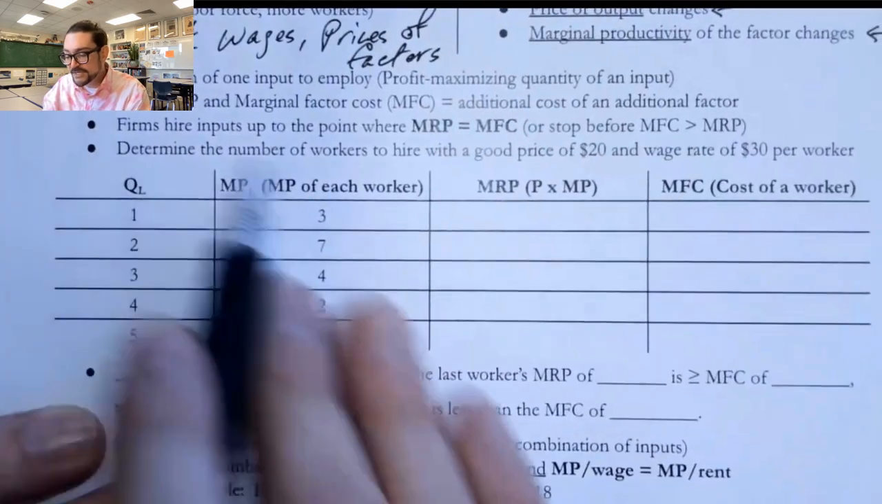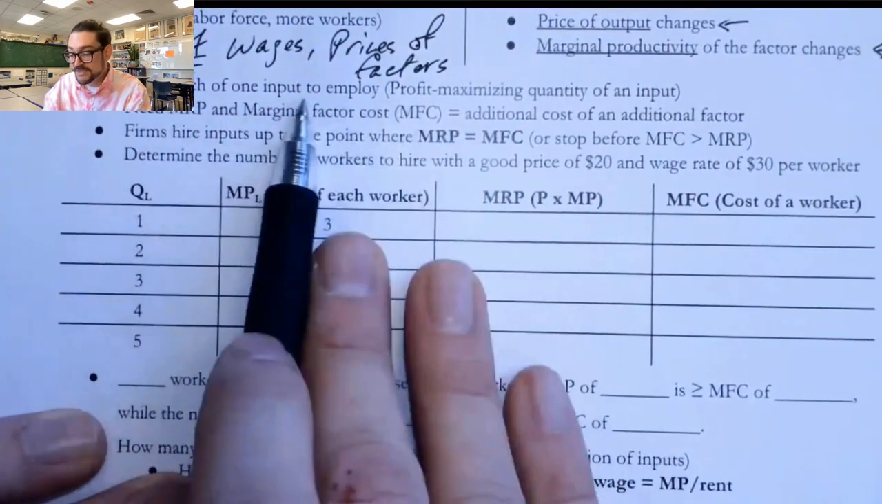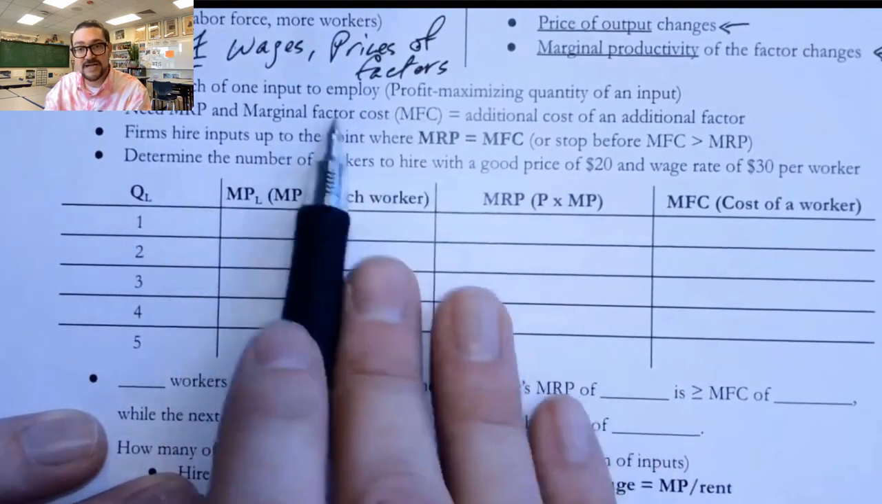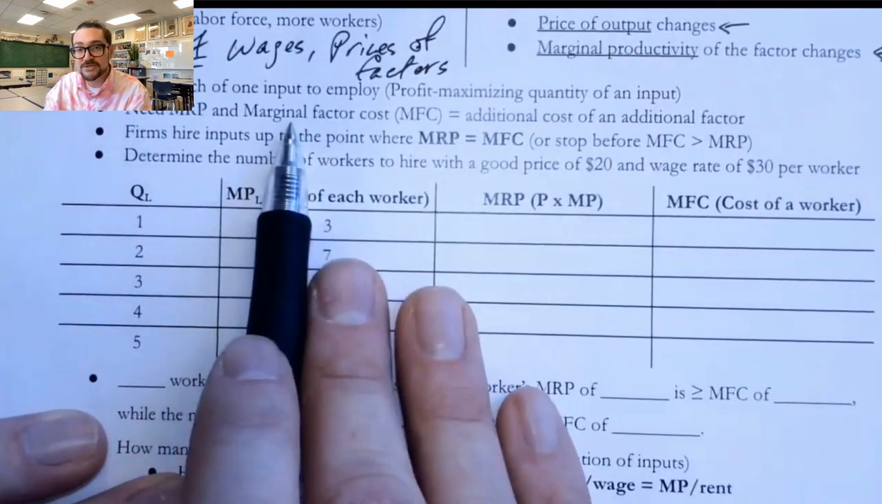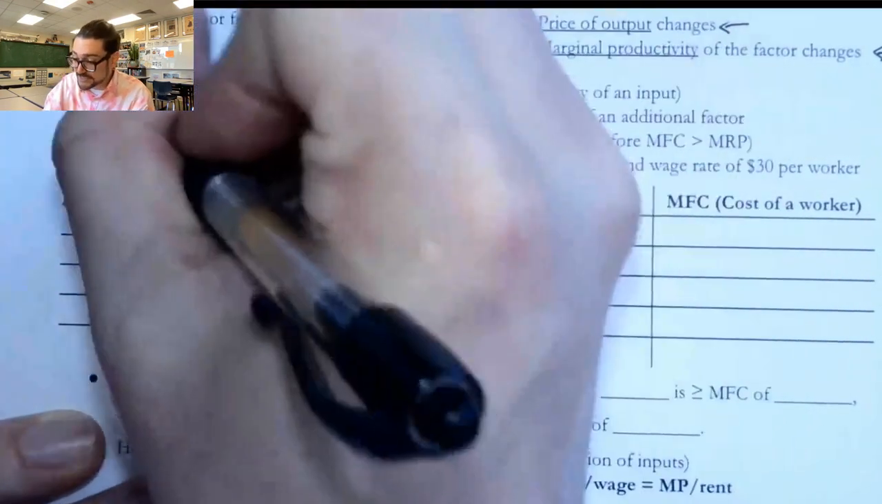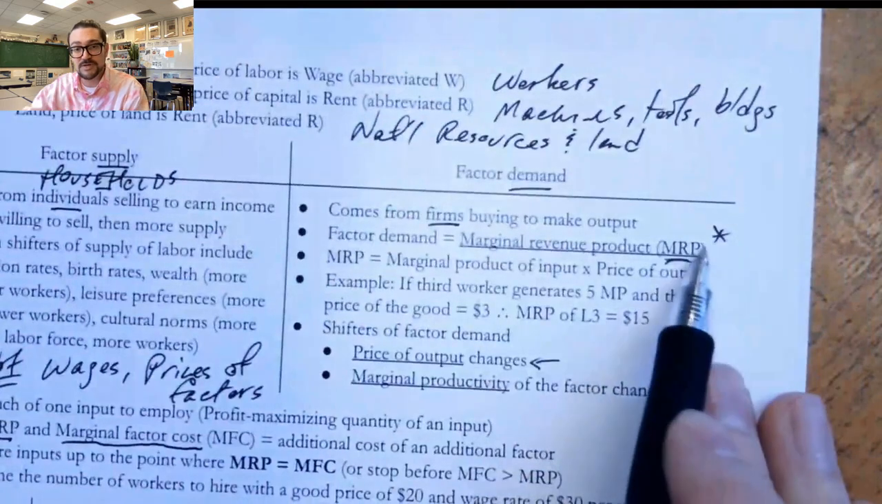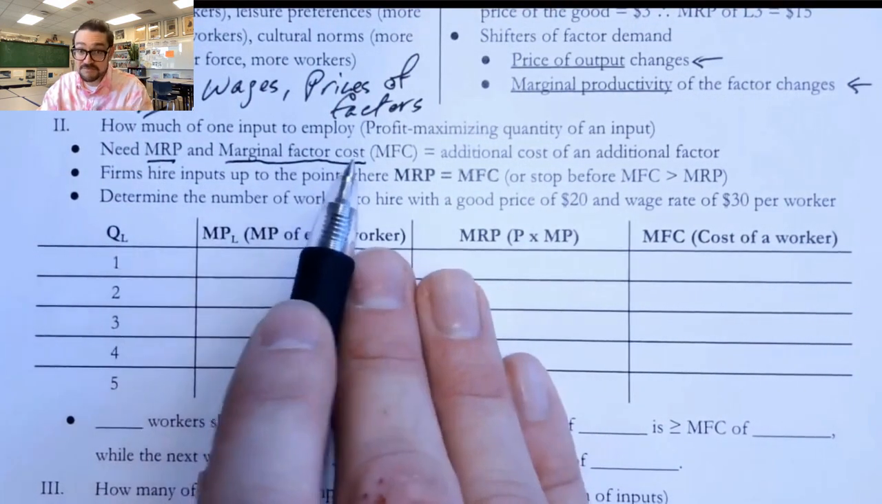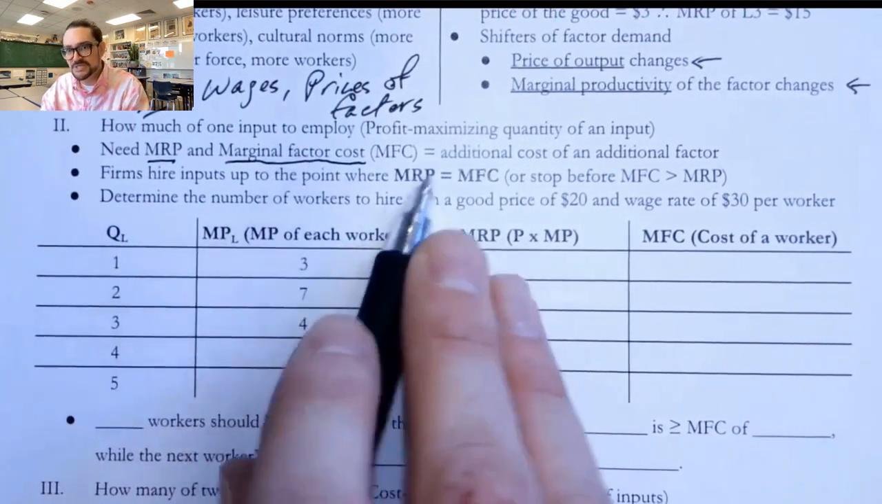Now, in order to figure out how many workers we should employ, we need the marginal revenue product, and we actually need the cost of an additional factor, which we call the marginal factor cost. This is the second of the 2 ingredients that we're going to need. The marginal revenue product is really important, and the other one is the marginal factor cost. It's in the name: the additional cost of an additional factor.